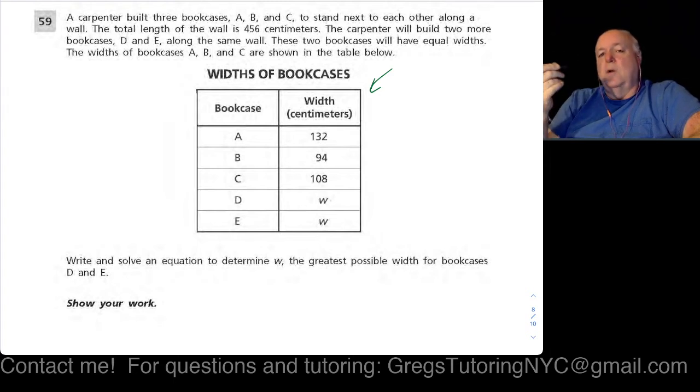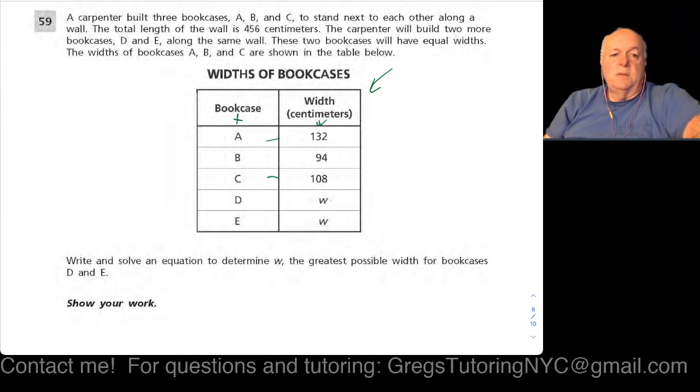When it goes the opposite way, students tend to either not look at the illustration at all or get lost in the words originally. So what we have is bookcases, okay, and their widths. So A is that, C is that. Oh, this is interesting. The width of D is W and the width of E is W. Say what? Right? So we don't know where they're going, but remember, note units, centimeters.